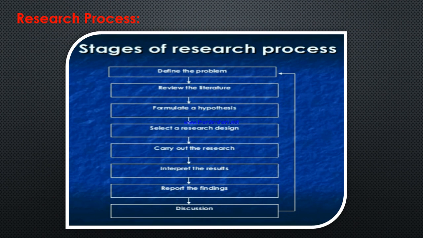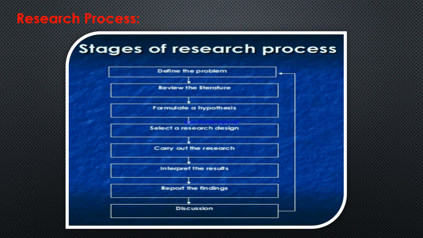Then we have to carry out the research. For example, if you have selected questionnaires, then you have to distribute them among those particular subjects. For example, if we are trying to measure the satisfaction of students with particular universities or subjects, you have to prepare the questionnaires, distribute them among those students, and you will get the result. So once we are done with the research, then we have to interpret the results.